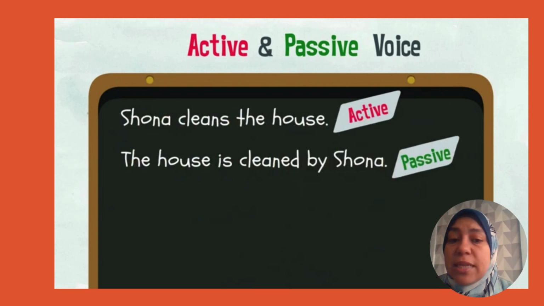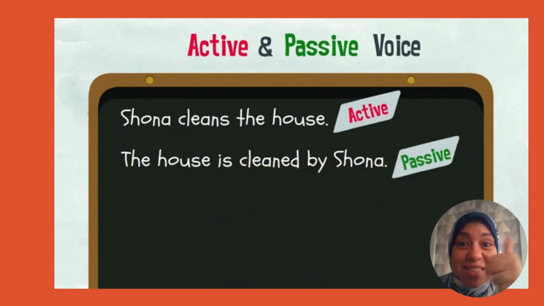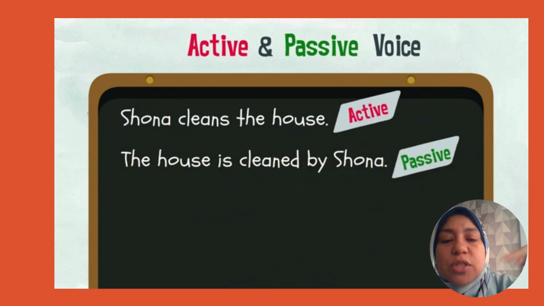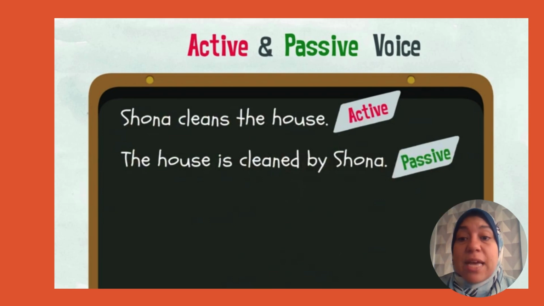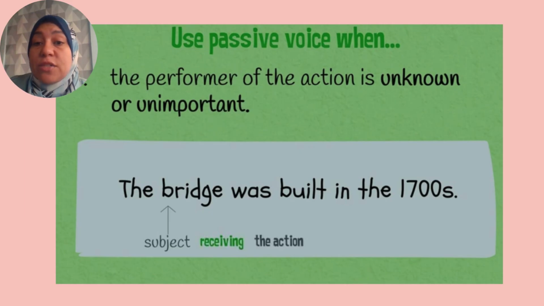The house is cleaned by Shona. So Shona here is my subject. Yes, great. What about the passive here? We can use the object at the starting point, at the beginning of my sentence. The house is cleaned. Okay, here, let's focus on the usage of passive voice.